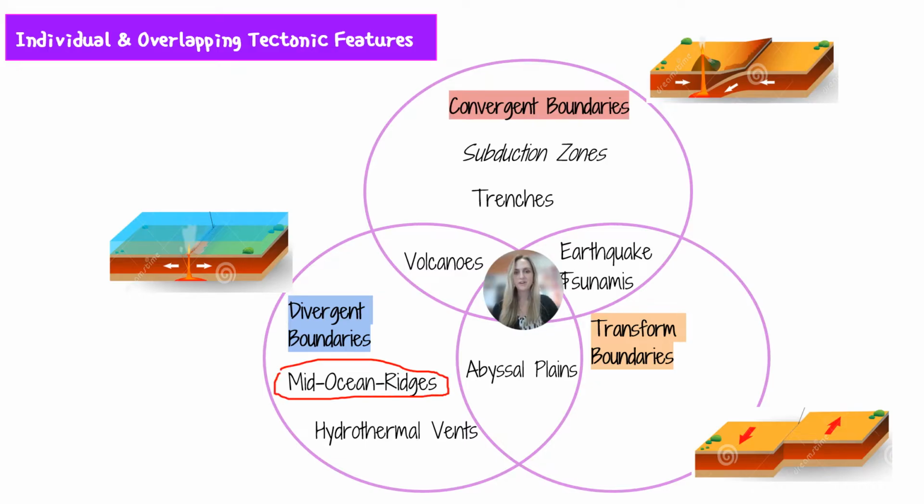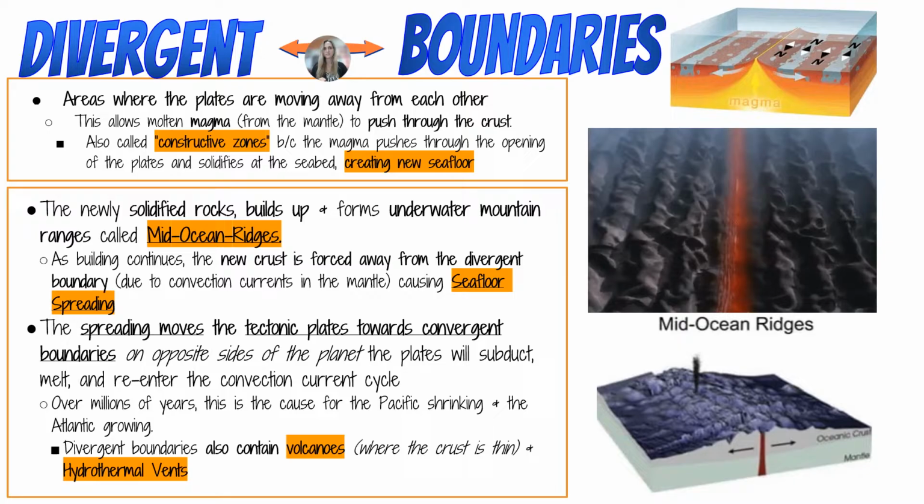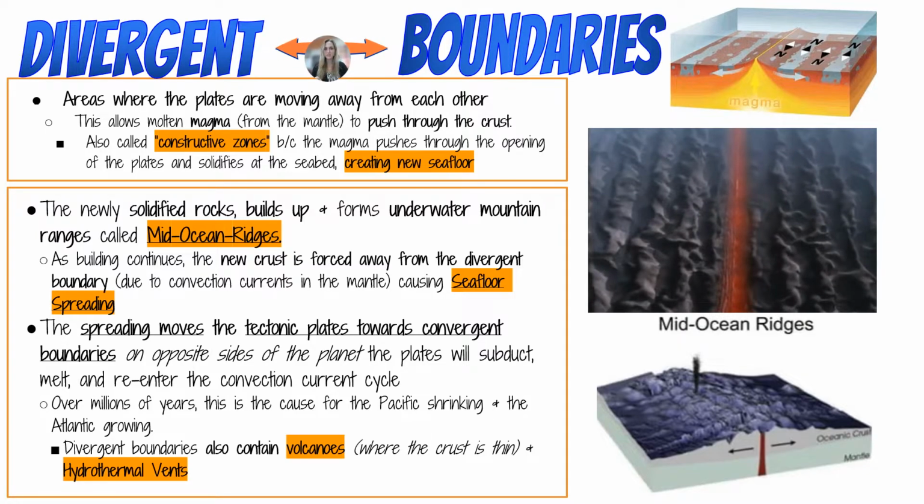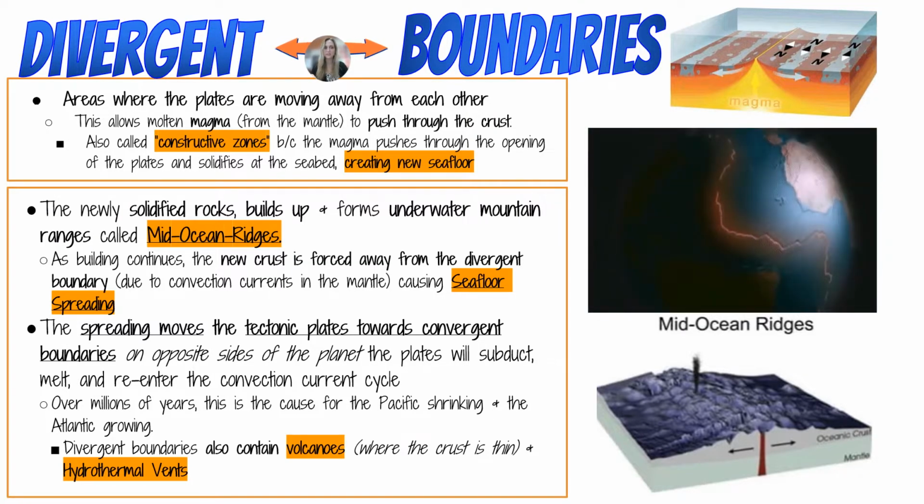Mid-ocean ridges are only at divergent boundaries. Hydrothermal vents are also only at divergent boundaries. Most common feature that we would see there. Divergent boundaries, generally, are places where the crust is thin.